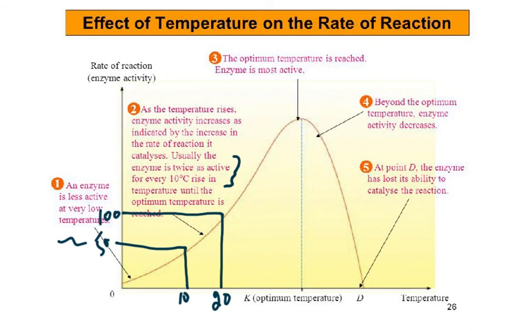So this is what is considered in most of the enzymes. This is the situation. The optimum temperature reached, enzyme is most active. Beyond the optimum, enzyme activity decreases. At point D, the enzyme has lost its ability. So what we need to understand is the effect of temperature on the rate of reaction.